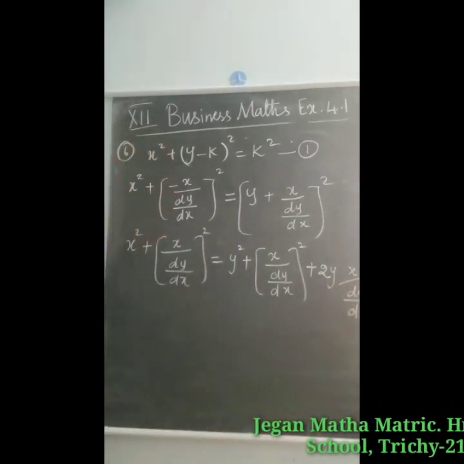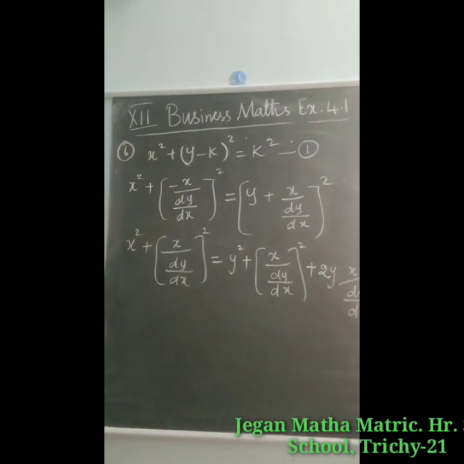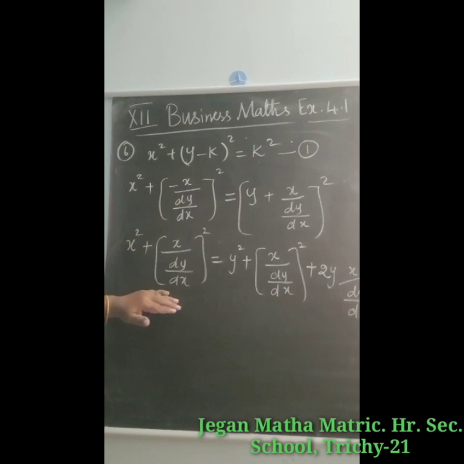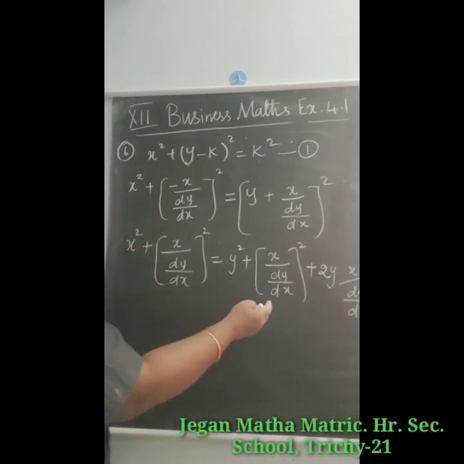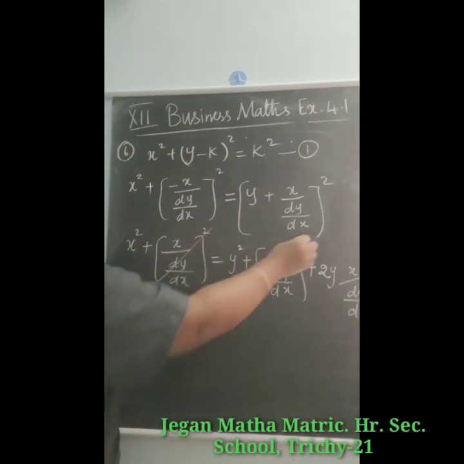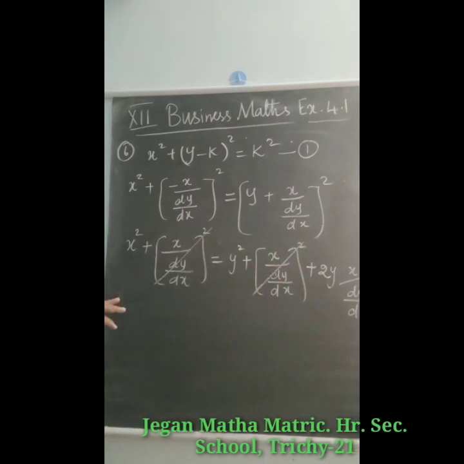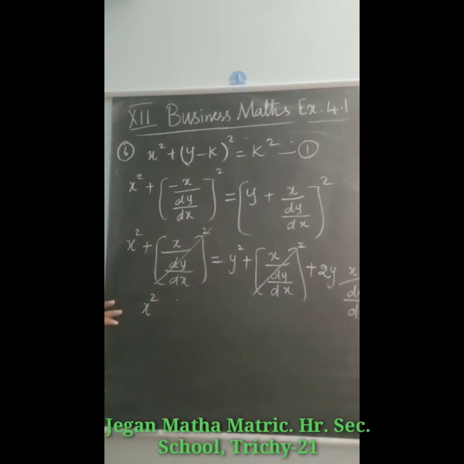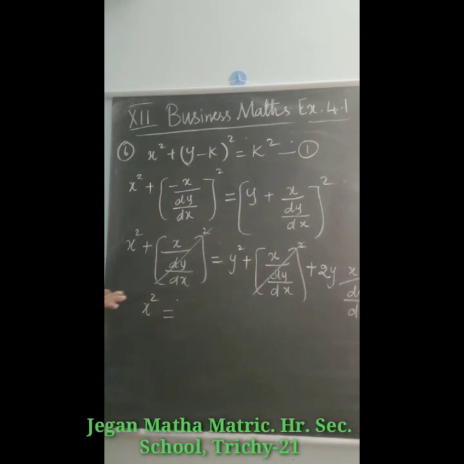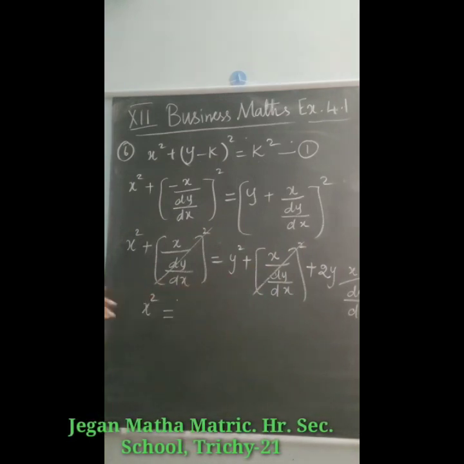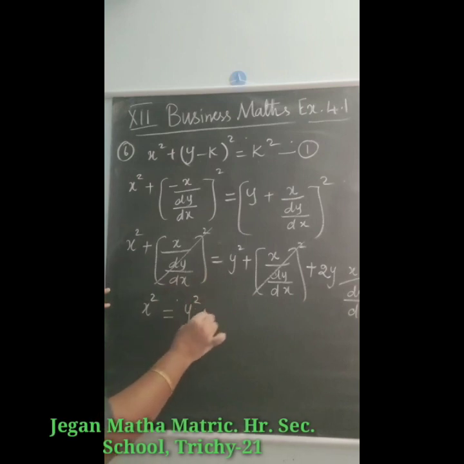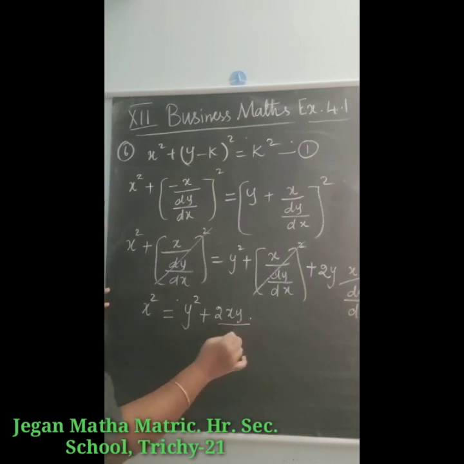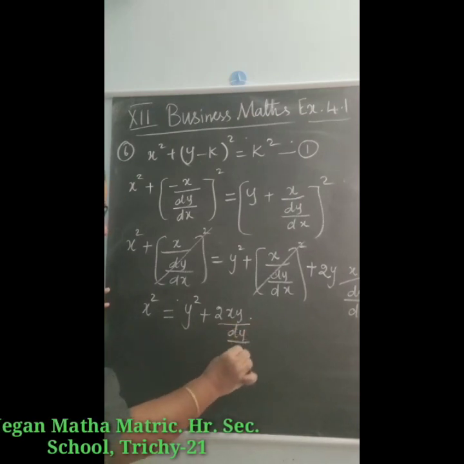We have to expand this. Now, what is the next step? This is x by dy by dx the whole squared, and here also x by dy by dx the whole squared. It will be cancelled. So, what is the remaining term? The left hand side x squared is equal to, here, y squared plus 2xy divided by dy by dx.